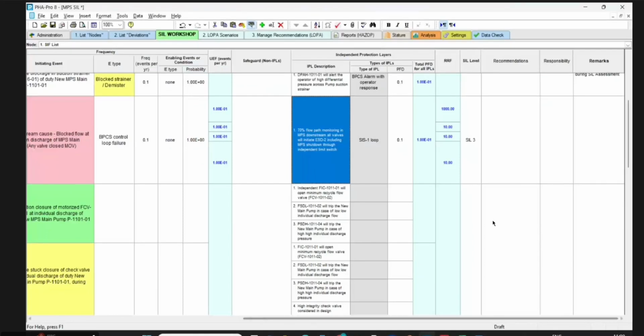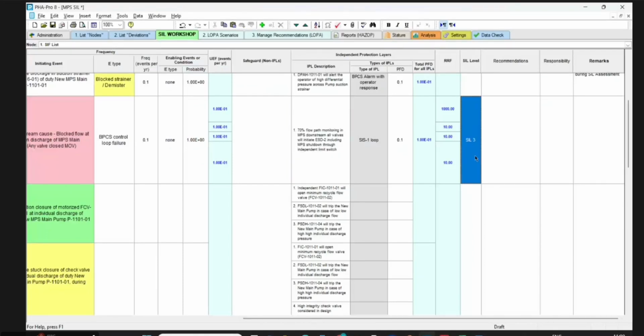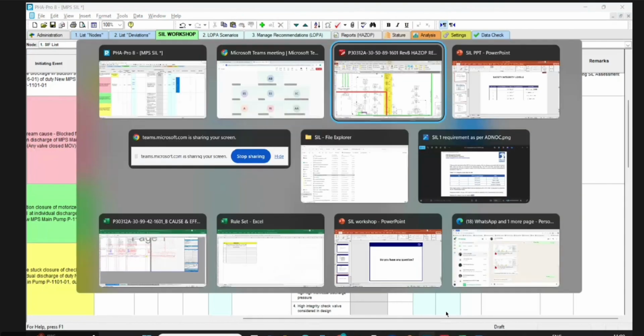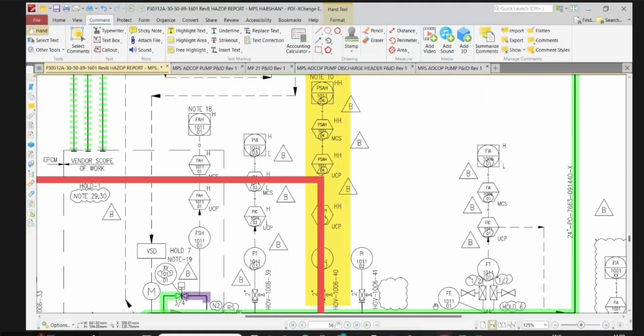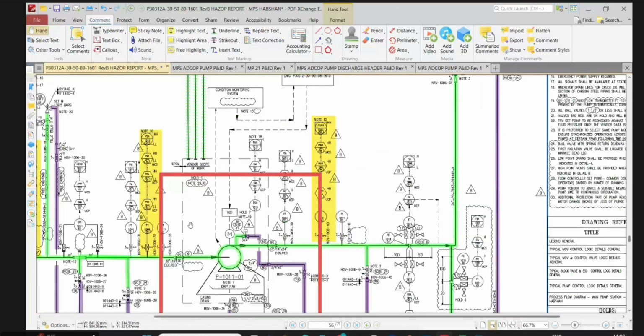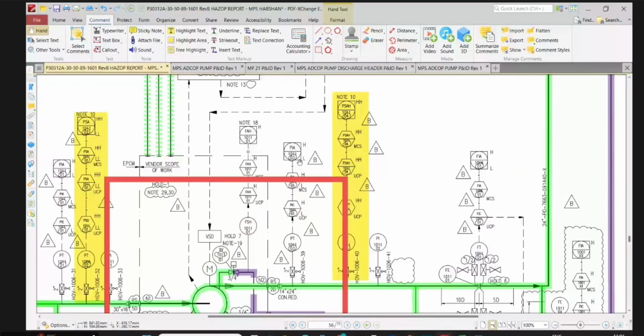SIL 3 is a very big rating. So let us go to the P&ID again. We are saying that this PAH will happen because of a blocked outlet case, and if there is a blocked outlet case, you have got FAL. FAL is not there, so we cannot take credit.